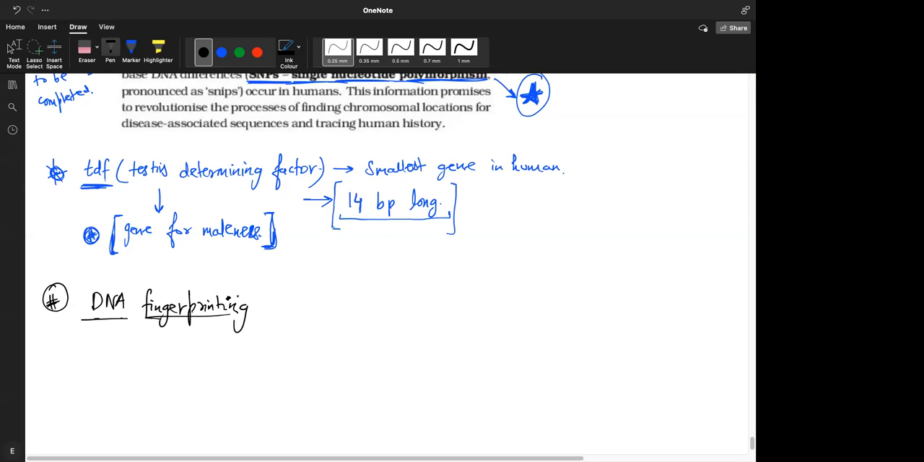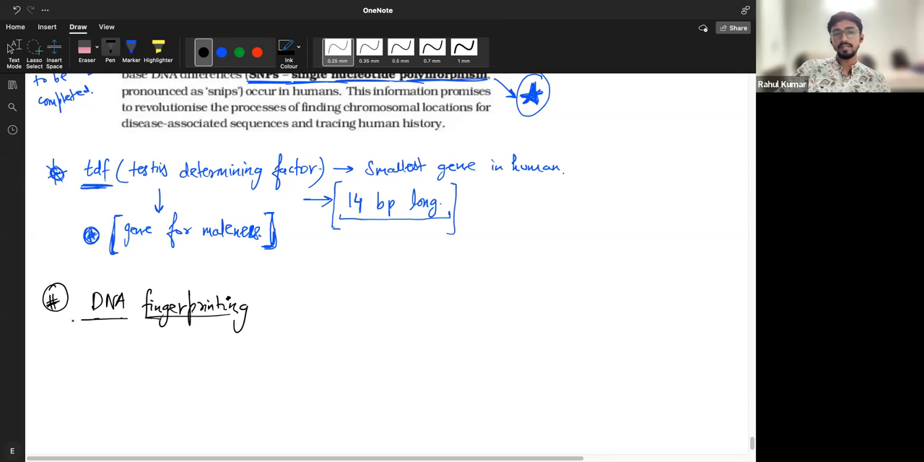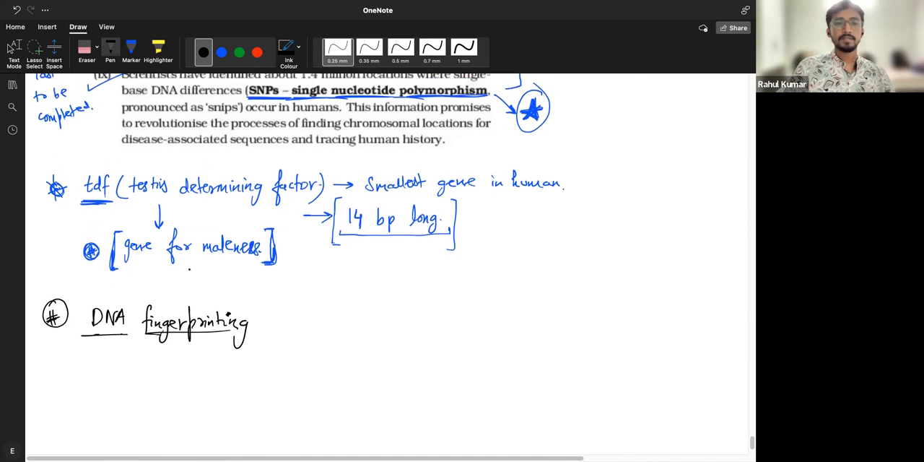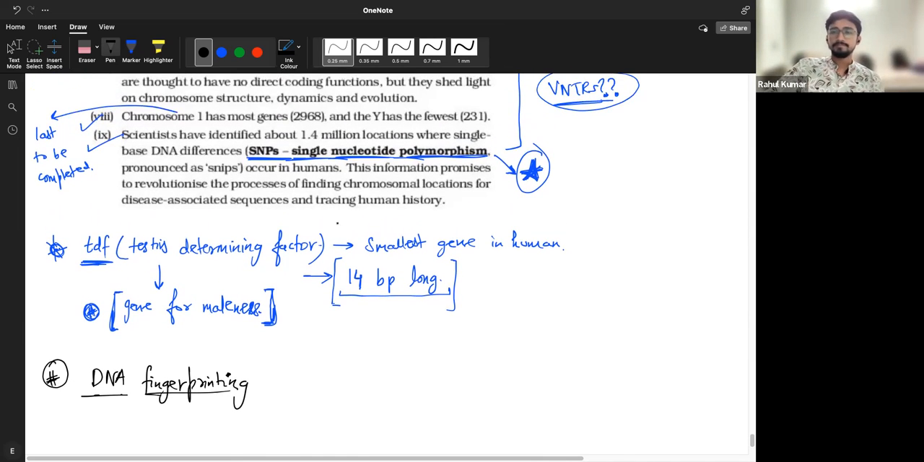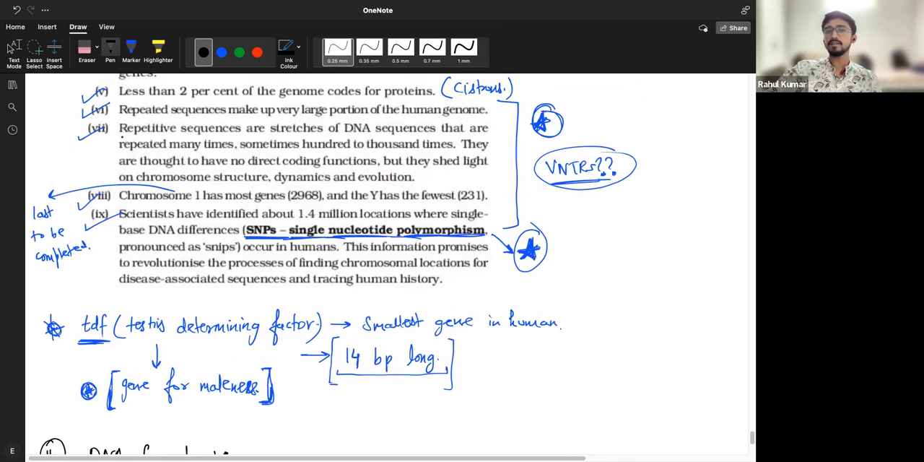Okay, so we know that fingerprint is something very unique. Now DNA fingerprinting, what do you mean by DNA fingerprinting? So we know from the Human Genome Project that most of the DNA is not coding for proteins, and most of the DNA is just repetitive sequence. Look at point 6. Repetitive sequences make up a very large portion of the human genome, right? And repetitive sequences are just stretches of DNA sequence that are repeated many times, like 1,000 times. They just repeat one after the other. So it can be a very small one.